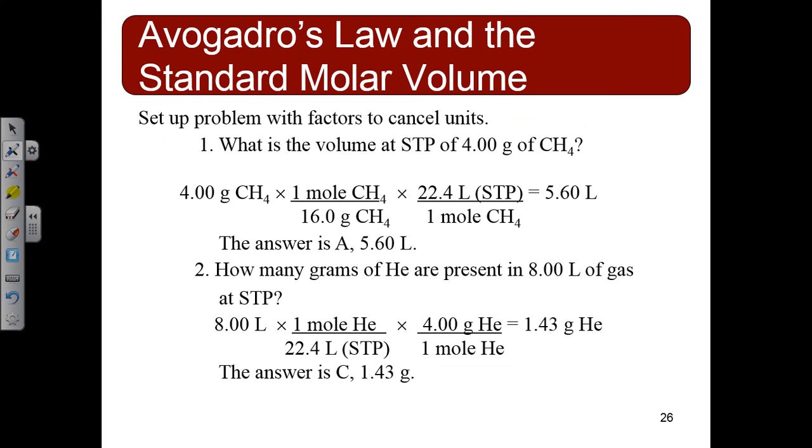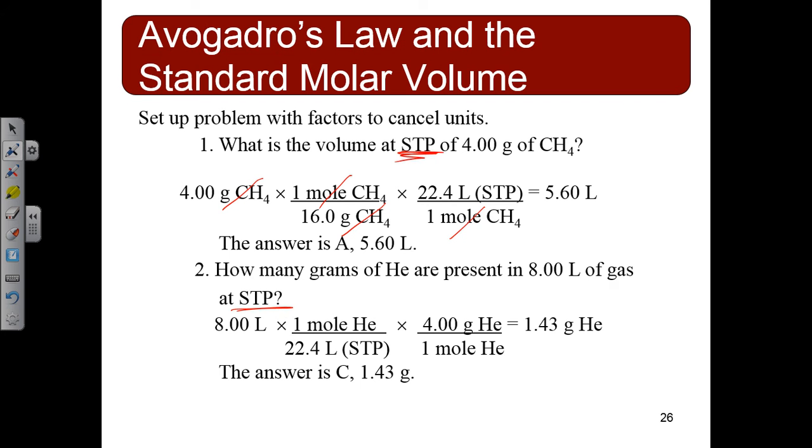Okay, so we put these together, and this is what we should get. So we should get A and C if we look back at the problems there. We take our 4 grams, and we convert from grams to moles, dividing by the molar mass. And then to get to volume, we know that in 1 mole, there's 22.4 liters. So we should get 5.60 liters. Okay, and key here, we're at STP.